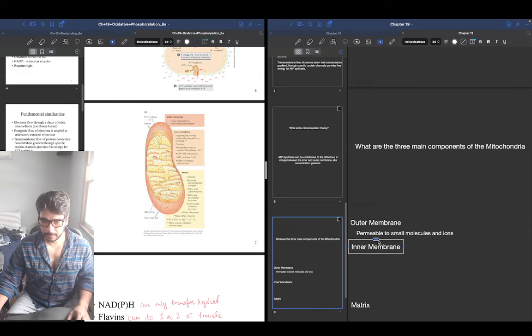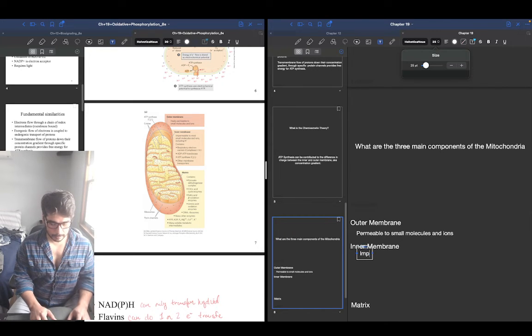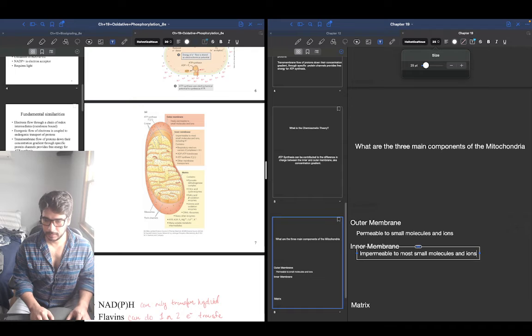Let's move this up. Inner membrane, impermeable to most. So impermeable. Let's drop this down to 25. Impermeable to most small molecules and ions. Includes H+.